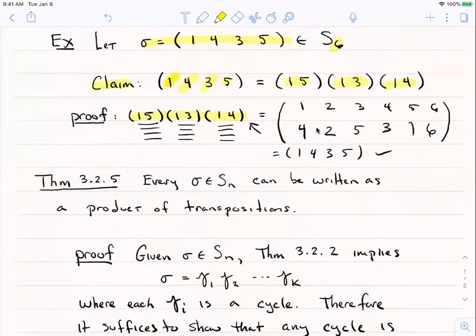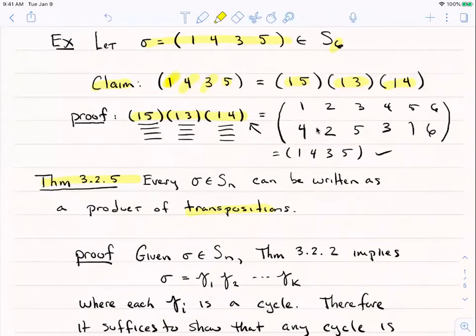The theorem I want to prove in your book is 3.2.5. It's actually a theorem in section 3.2, not 3.3. And it says that every element in the symmetric group Sn can be written as a product of transpositions. So you give me a sigma, I can break it down into a product of transpositions.